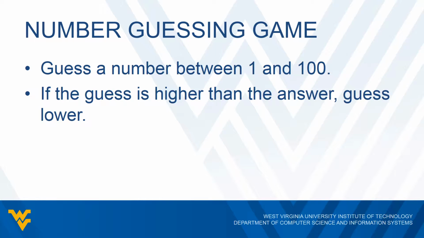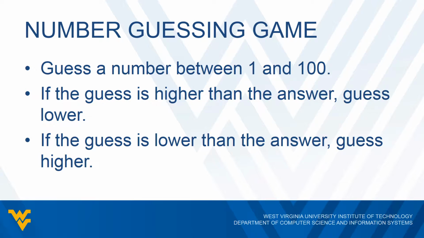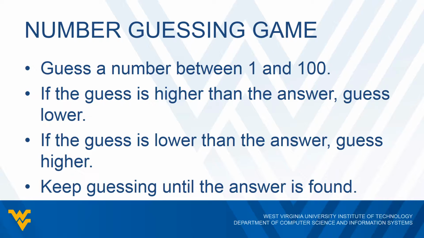If the guess is higher than the answer, then your next guess should be lower than that. And likewise, if your guess is lower than the answer, your next guess should be higher. So you're just going to keep guessing until the answer is found. It's kind of like the high-low game from Price is Right, if you remember that. The only difference is you don't really know the upper bound on the price. But you say a guess and you'll be told if it's too high or too low, and you just keep going until you get the correct answer.